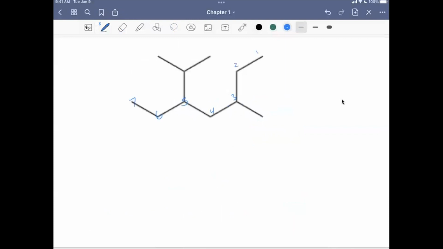We can do this a couple different ways. We could do 5, 6, 7 right there as well. But I guess it doesn't matter which way you go, so I'll do this way. So our parent chain is a heptane. And we have 1, 2, 3 carbons of a substituent right here. So that's going to be a propyl.